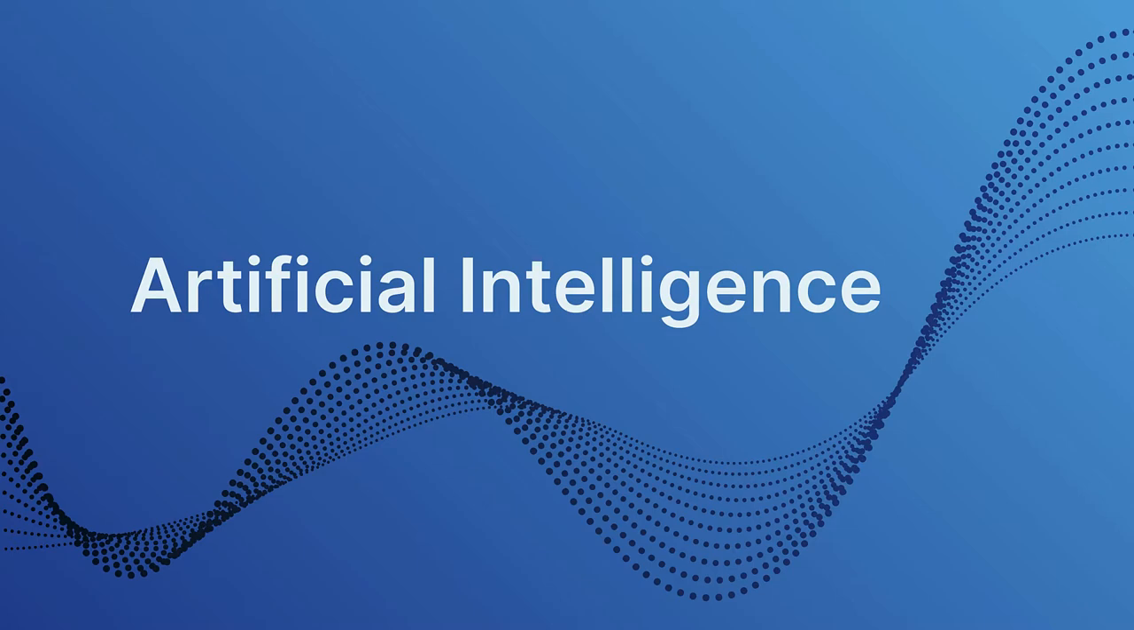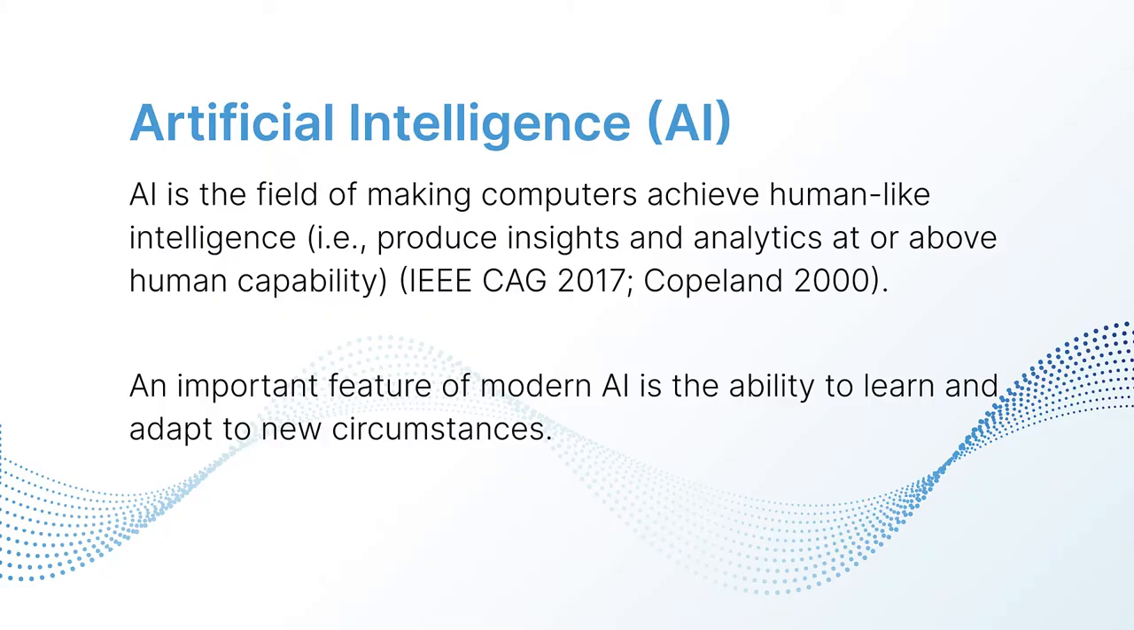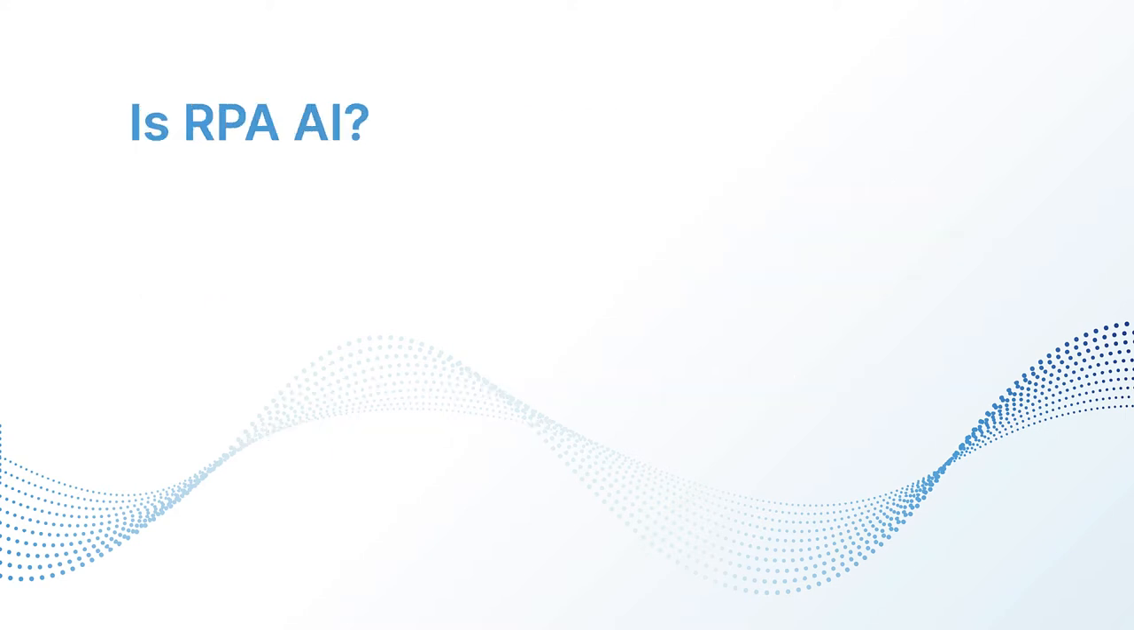Now I will talk about artificial intelligence. Artificial intelligence is the field of making computers achieve human-like intelligence. And an important feature of the modern AI is the ability to learn and adapt to new circumstances. In the first week's lecture, I talked about whether RPA is AI. So the answer is, RPA itself is not AI, if we consider AI as a technology that has the ability to adapt and to learn.